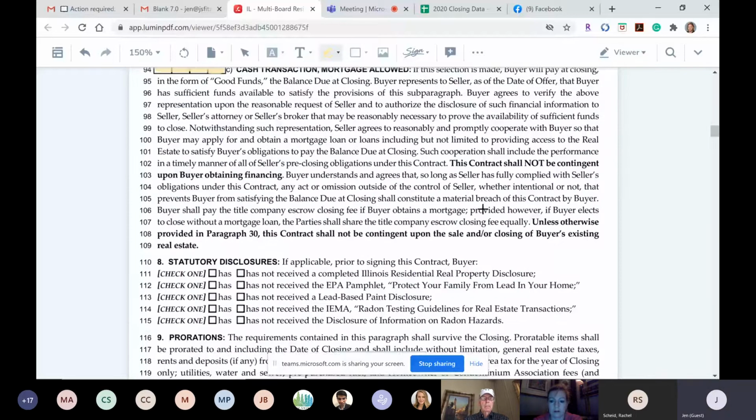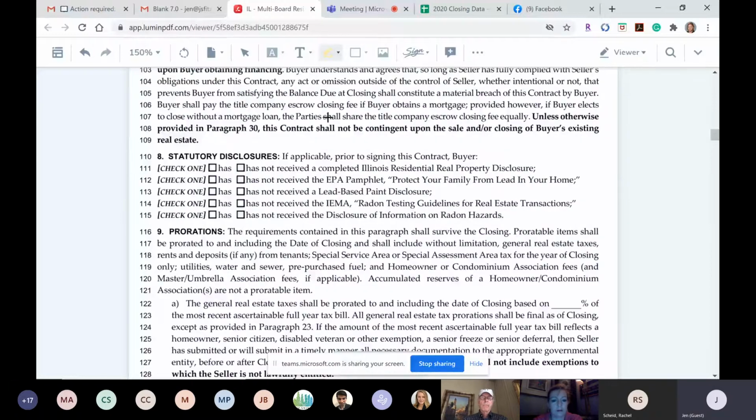All right. So you went over cash with mortgage allowed. Statutory disclosures. I would wait, because oftentimes the listing agent is going to give you these pamphlets and all this stuff after you've got a signed contract. So you can let the seller come in here and check, because you guys know your brokerage is going to want to see this as part of your package.